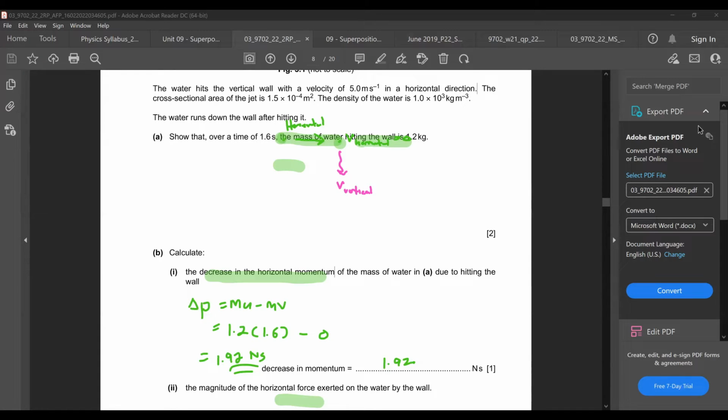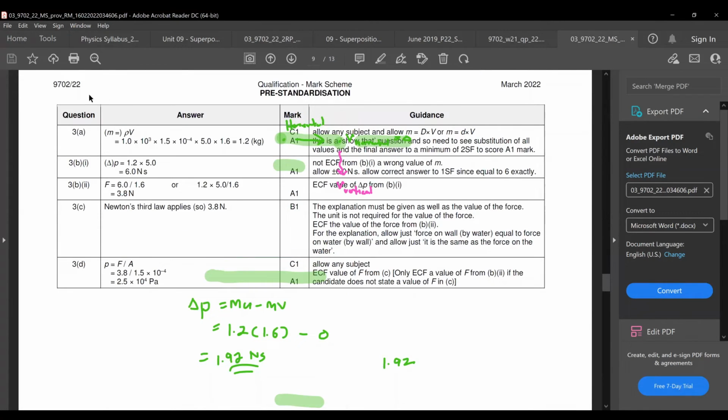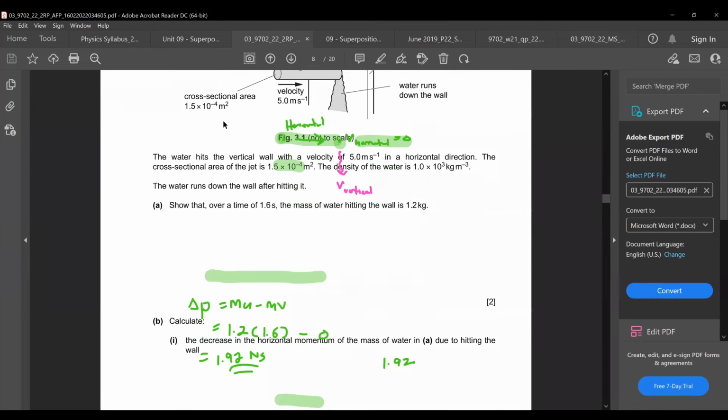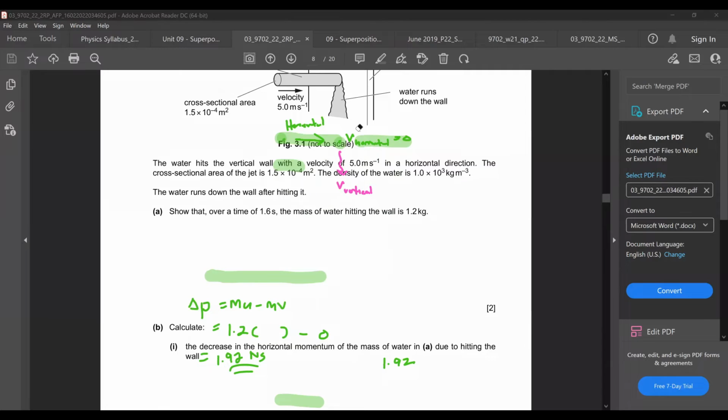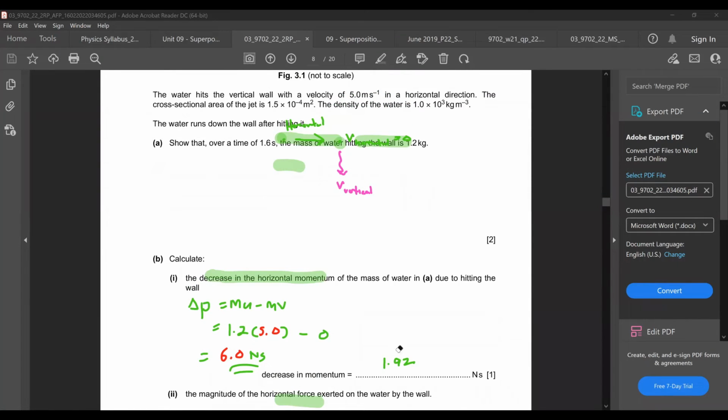This should be your answer, if I'm not mistaken. Oh, wait, no, I'm mistaken. Oh, sorry, wrong velocity. It should be 5, right? Okay, sorry, my mistake. I used 1.6. That one is time. This one is 5.0. So 1.2 times 5 is going to be 6.0 Newton seconds. Okay, 6.0 Newton seconds. So this one is correct.